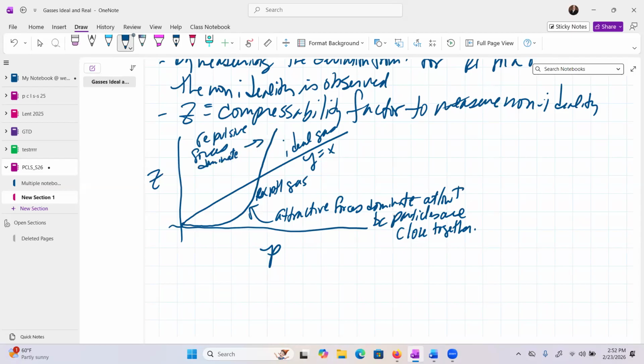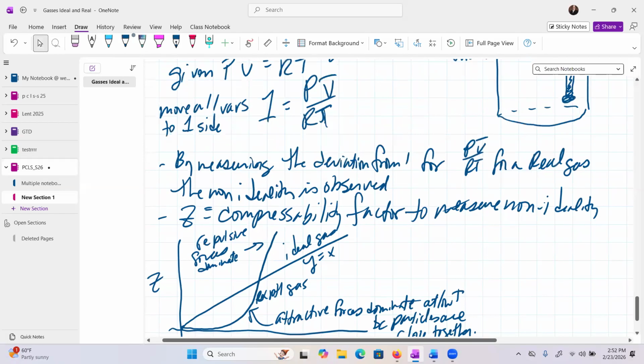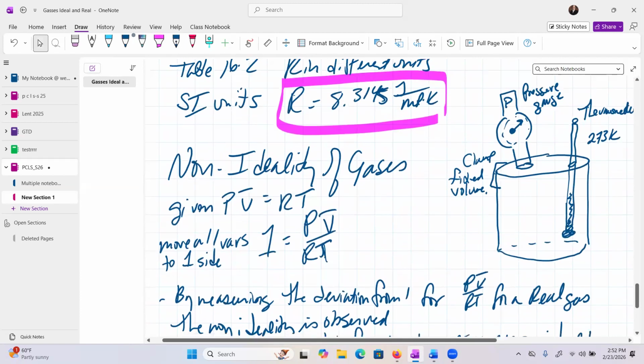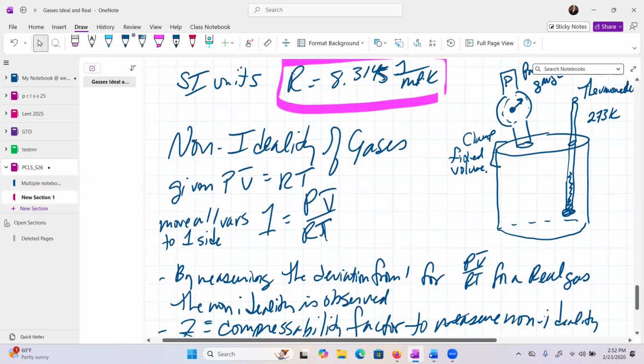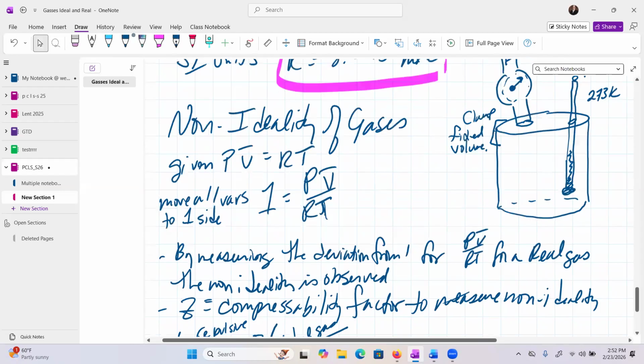And so it goes in the other direction. The real gases do not behave ideally, because if they did behave ideally, the actual pressure that you would measure would match the actual Z, right? So you see that we can use this device here, where we can measure the pressure of the gas, and you can set the temperature constant. That's how you get this graph.